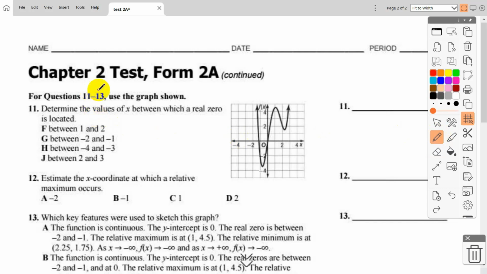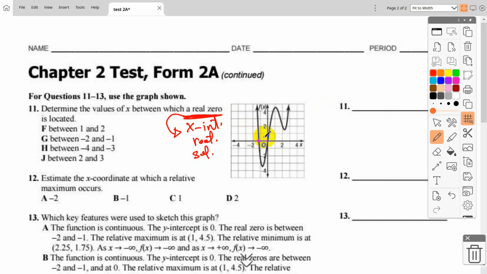For questions 11 and 13, use the graph shown to determine the values of x between which a real 0 is located. Remember that a real 0 can also be called an x-intercept, a root, or a solution. So to find a real 0 means to find the x-intercept of this graph. Here, these are the x-intercepts, this one and that one.